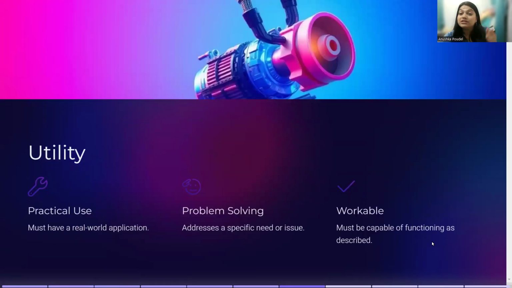Now, utility means how useful it is, which will include practical use, should have a real world application, should be able to solve problems, rather than just a simple invention. Try to add novelty by solving issues. Workable. It should be workable. It should be functional. It should be capable and functional.